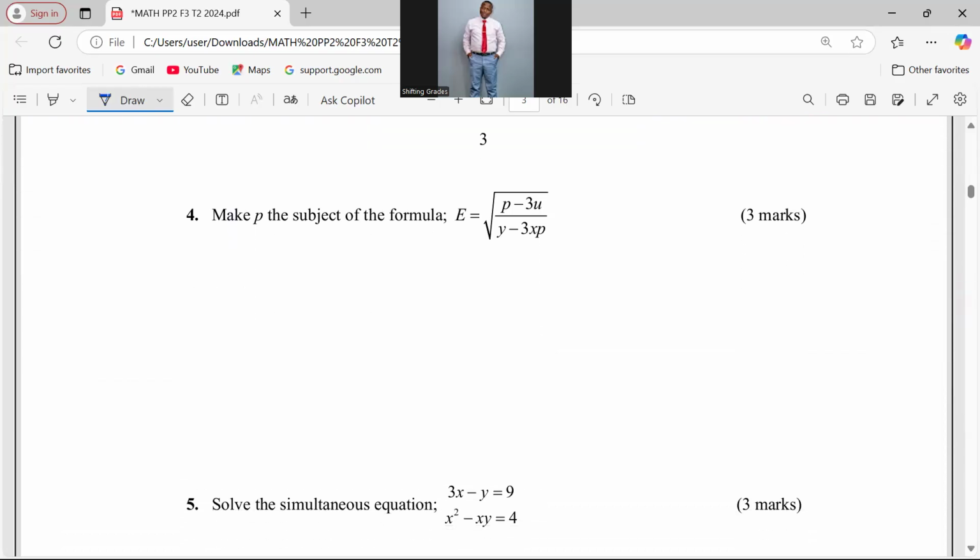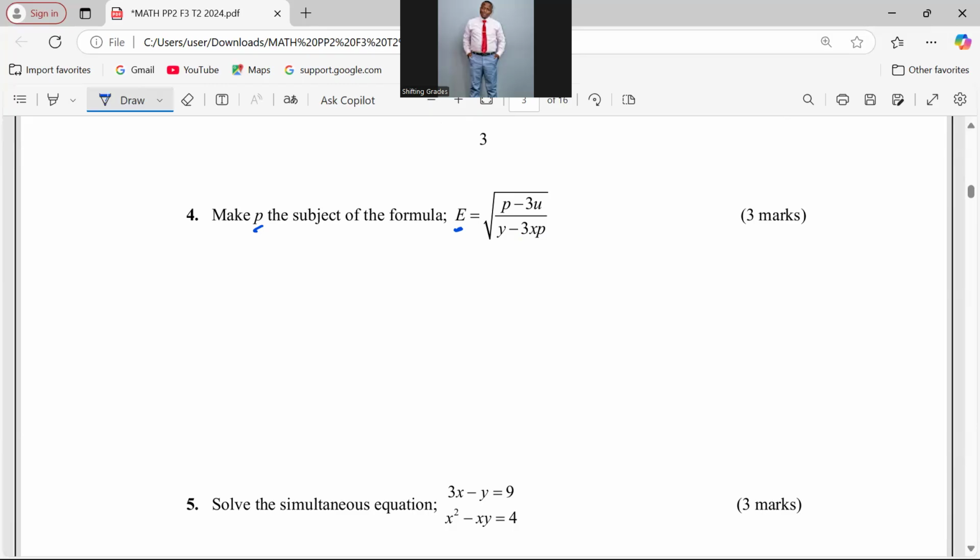Look at number 4, a simple question on making the subject of a formula, just changing the subject of a formula. When the formula is written the way it is, the subject is E, and P is somewhere inside the variables which are used in the formula. You can see it is even applying twice. Now we are supposed to play along with these expressions until we make P the subject.